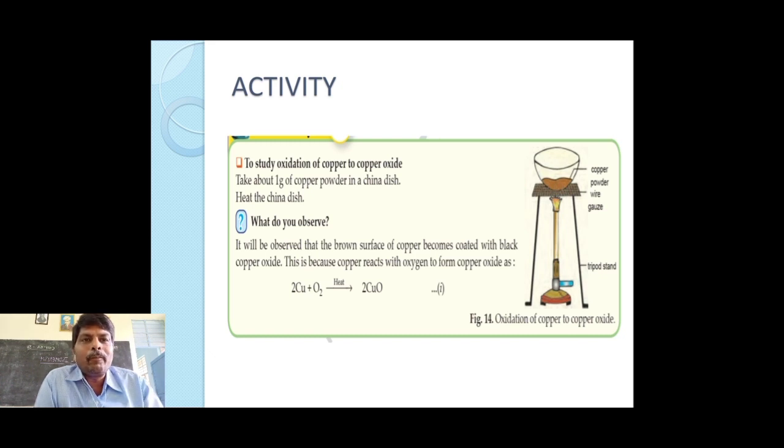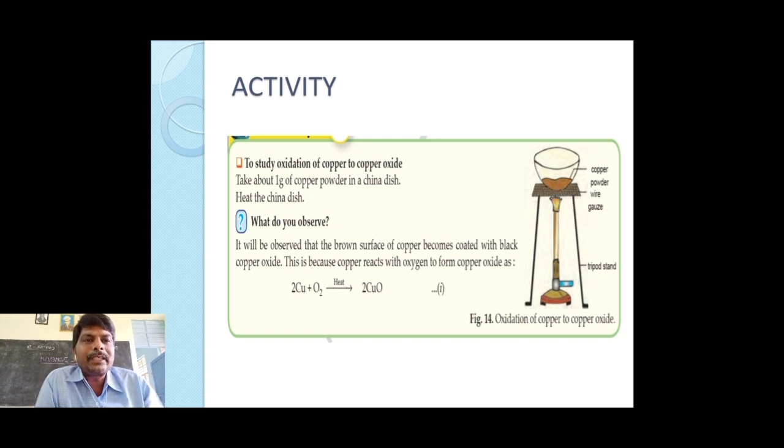Now we will see one more experiment. What is the aim? To study the oxidation of copper to copper oxide. For this activity, what raw materials are required? Take about 1 gram of copper powder in a china dish. Heat the china dish as shown in the figure.